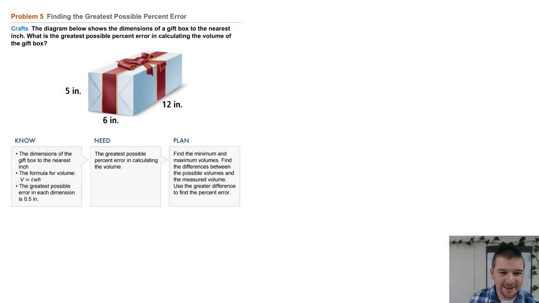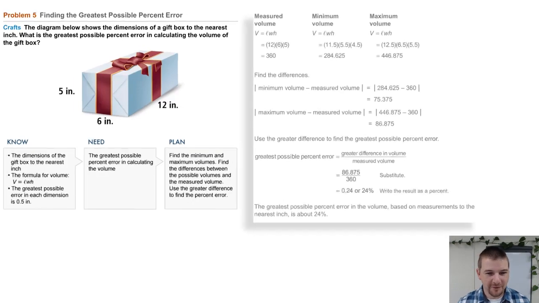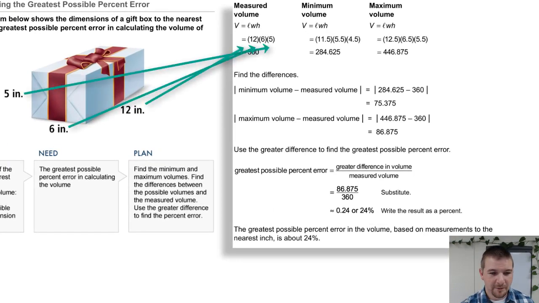Problem 5, finding the greatest possible percent error. The diagram below shows the dimensions of a gift box to the nearest inch. What is the greatest possible percent error in calculating the volume of the gift box? The measured volume, 5 times 6 times 12.